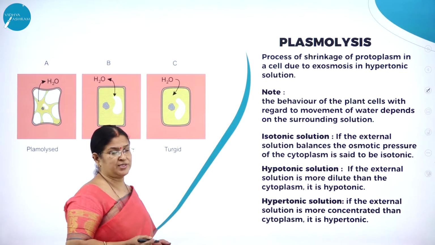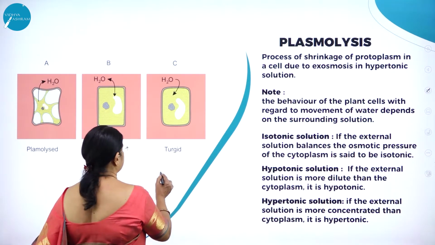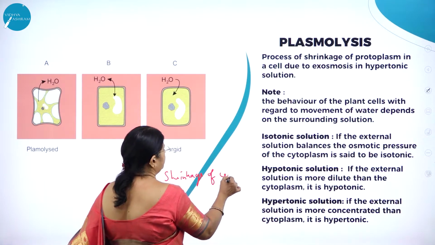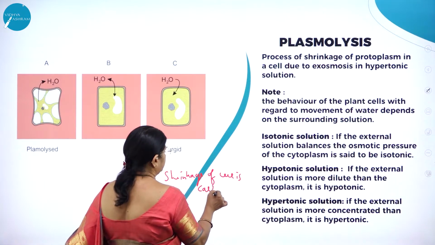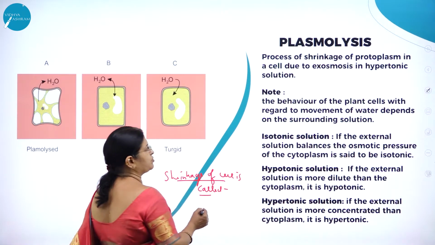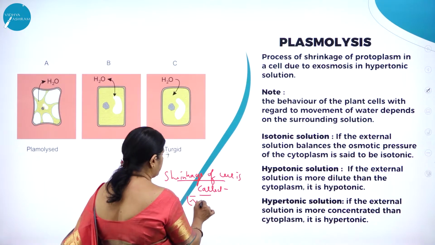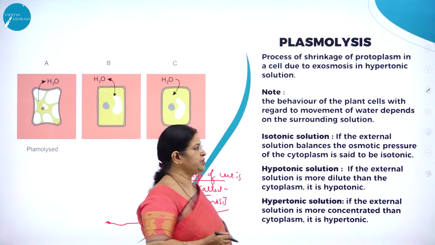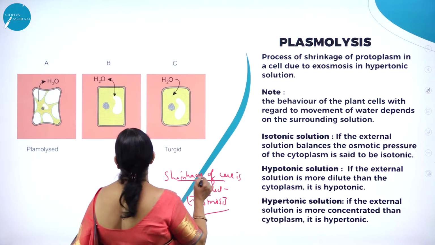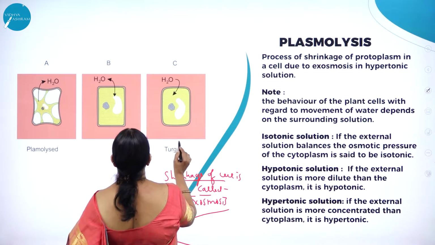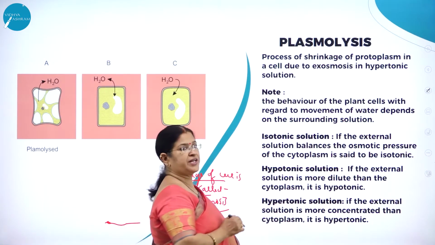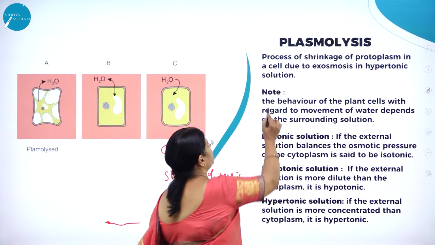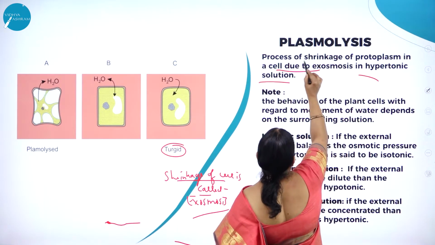So now plasmolysis. Already we have come across what plasmolysis is. Shrinkage of the cell is called plasmolysis, and it is due to exoosmosis. Now let us understand plasmolysis with this simple diagram. This is a plasmolysed cell and this is a turgid cell. The process of shrinkage of protoplasm in a cell due to exoosmosis in hypertonic solution is called plasmolysis.